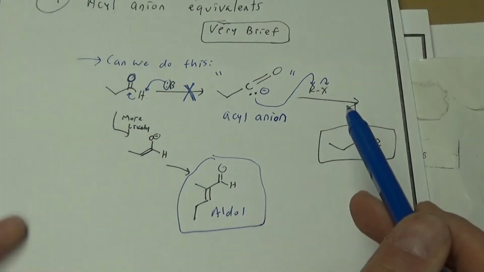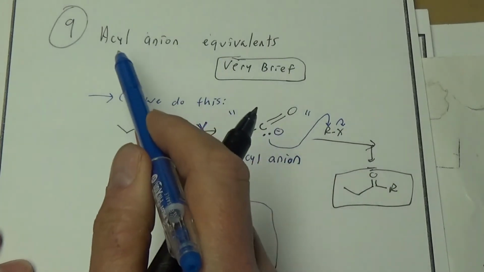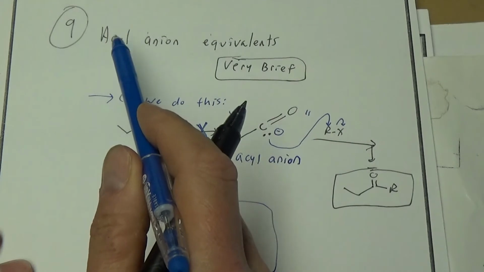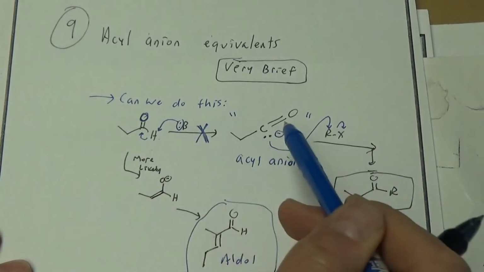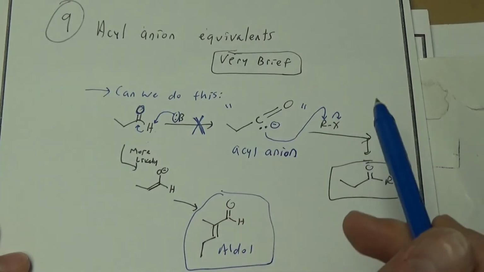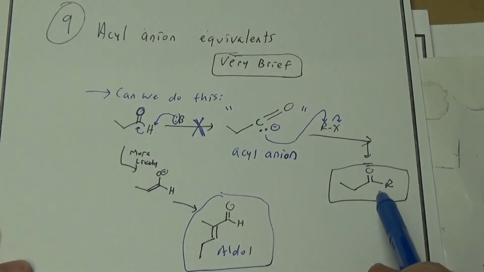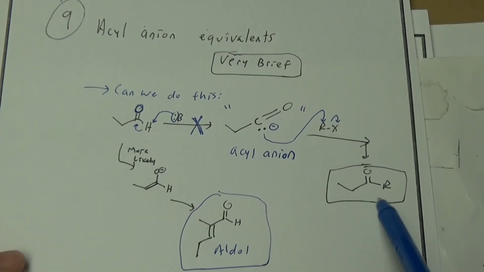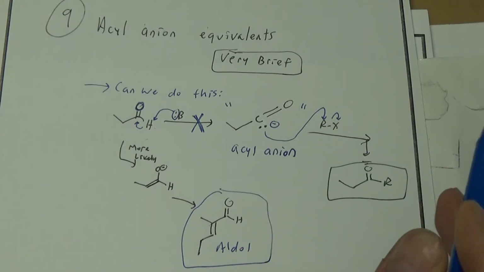But if it's totally impossible, why would I even be bringing it up? Because we're not talking about acyl anions, which is basically impossible. We're going to talk about acyl anion equivalents, so something that kind of acts like this idea, but is not exactly this idea. And when we do it, it's going to allow us to make ketones and things like that. We're going to have something that we can attack various R groups.